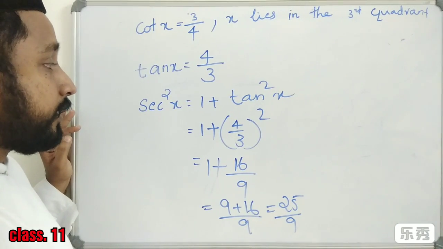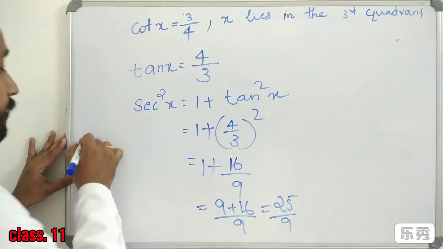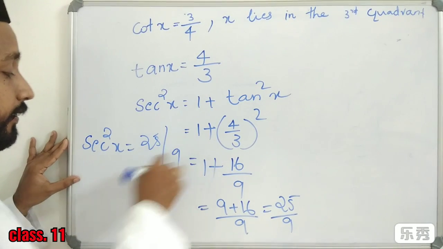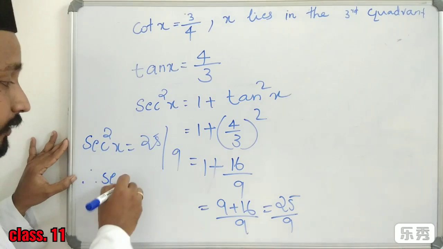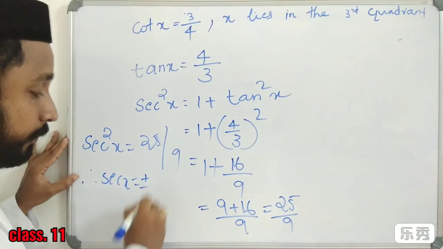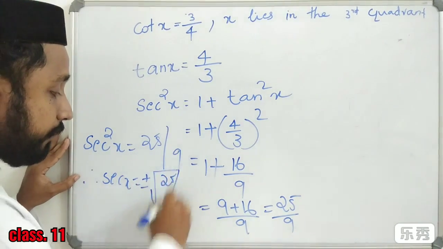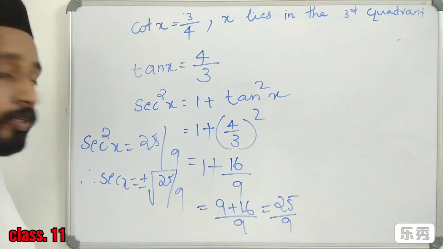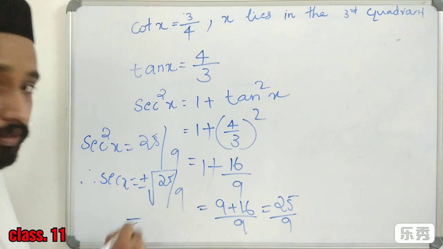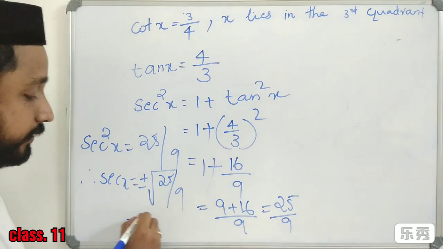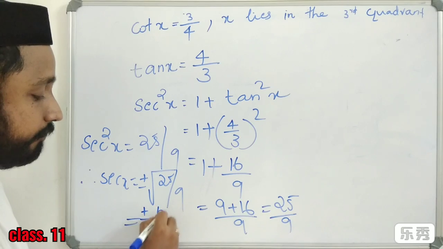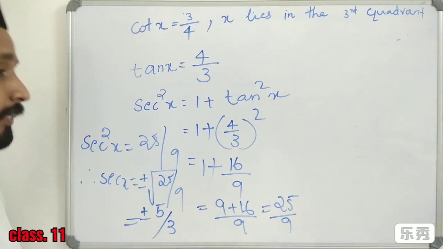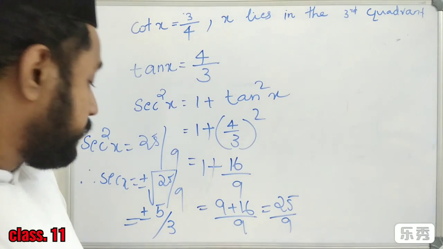So sec square x is equal to 25 by 9. Therefore sec x is equal to plus or minus root of 25 by 9, which is equal to plus or minus root 25 by root 9. Root 25 is 5, root 9 is 3. So we got sec x is equal to plus or minus 5 by 3.